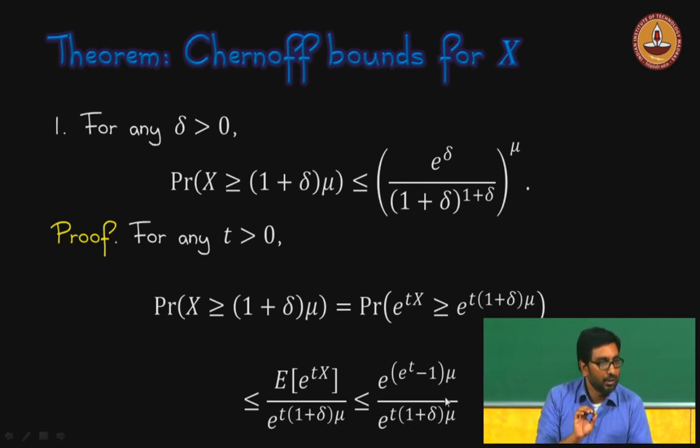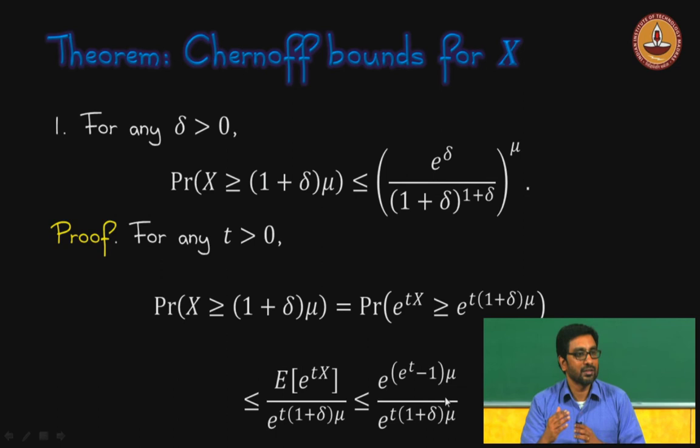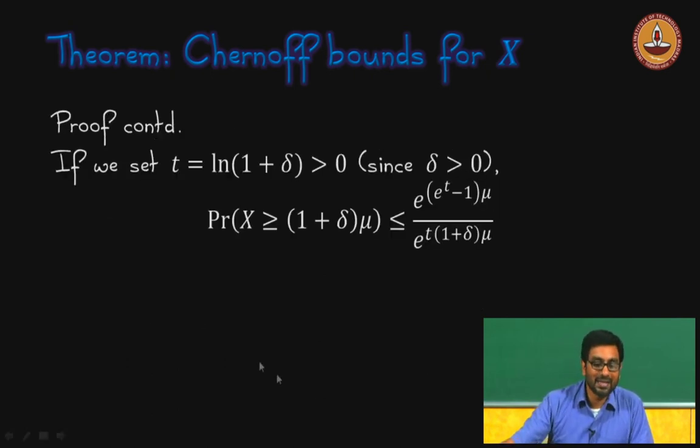Now comes the trick, because now you have to choose a particular value of t that will be convenient for you. Okay. And you see a lot of e to the t's, and if you want to cancel things out, when you have e to the power ln of something, the e and the ln cancel each other out, right. So, that is what we are going to exploit. So, we are going to set t equal to ln 1 plus delta, and because delta is greater than 0, this ln 1 plus delta is also going to be greater than 0. So, which means we can apply it.